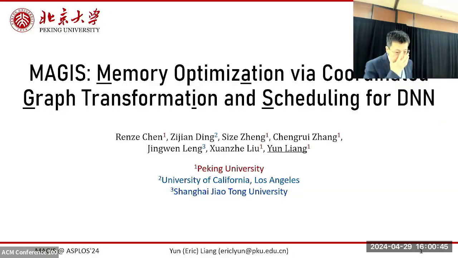Okay, yeah. Thanks for the introduction. So next I will share with everyone our work on MAGIS, memory optimization by coordinated graph transformation and scheduling for DNN. The first author of this paper, Renze Chen, is my PhD student. Unfortunately, he cannot come due to visa problem.